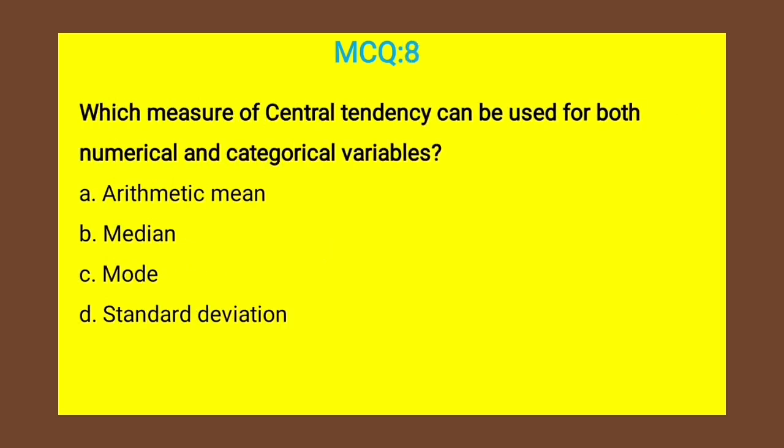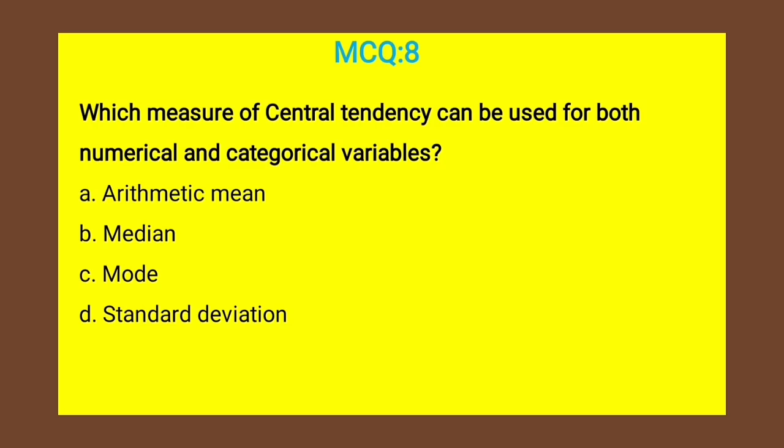Question 8. Which measure of central tendency can be used for both numerical and categorical variables? A, we have mean, arithmetic mean, then B, we have median, C, we have mode, then D, we have standard deviation. You know, standard deviation is not part of central tendency, so that one is out. So now let's focus on the three.